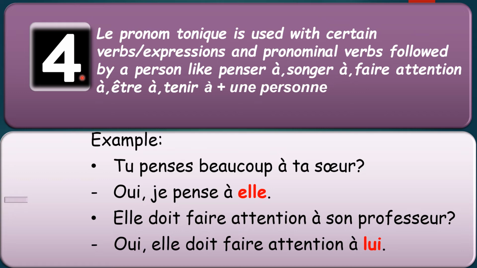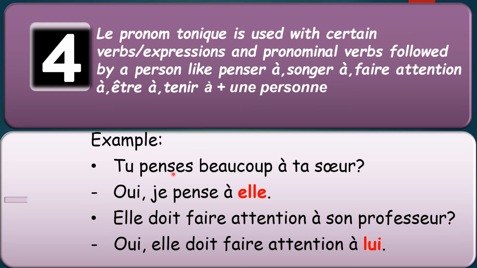Number 4, there's a condition that there are certain verbs with which we can use pronoms toniques if they are followed by a human being. Let's see how. The pronom tonique is used with certain verbs, expressions, and pronominal verbs followed by a person like penser à, songer à, which is also a thinking verb, faire attention à, être à, tenir à, plus une personne. Let's see how we can use pronoms toniques with these verbs.